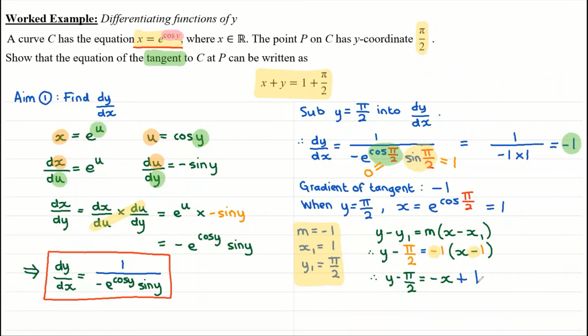And we need the x and the y's on one side. So I'm going to add x to both sides. And I'm going to add pi over 2 to both sides. And as you can see, just a bit of rearranging, we get the desired result. So it's quite an elegant looking equation of a tangent. And I think that concludes the example.